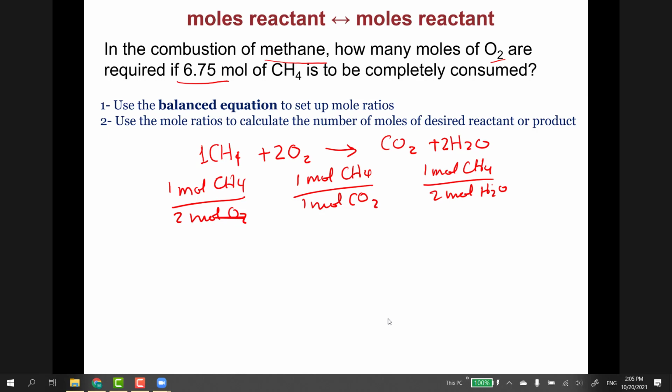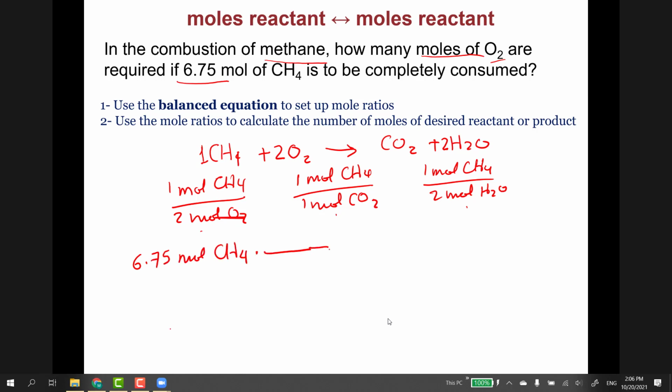These are 3 mole to mole ratios that we got from the balanced equation that should allow us to convert between the number of moles of methane and the number of moles of any other species in the reaction: oxygen, carbon dioxide, or water. It's asking here to calculate moles of oxygen that would be needed to completely react that number of moles of methane.